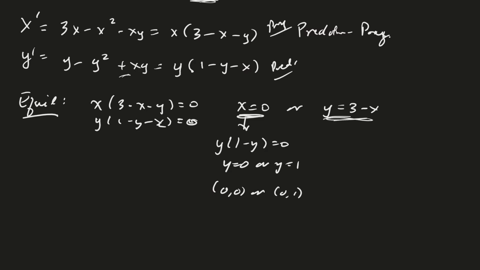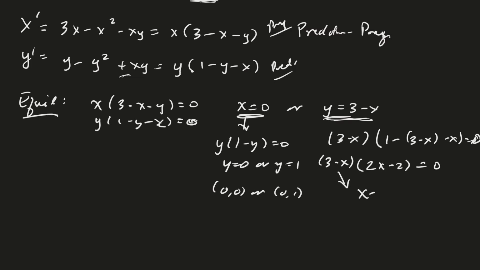And so then so far our solutions are (0, 0) or (0, 1). Okay, our other set of solutions, if y equals 3 minus x, would be 3 minus x times 1 minus (3 minus x) minus x equals 0. Okay, and so we get either 3 minus x equals 0 or the second equation simplifies to 2x minus 2 equals 0. So then x equals 3, then y equals 0, or x equals 1, and then y equals 3 minus 1, which is 2. Good.